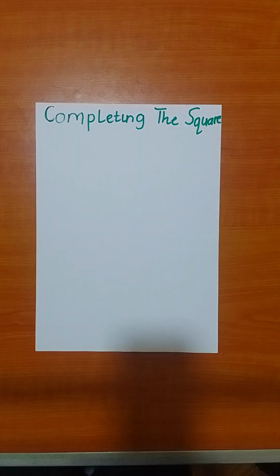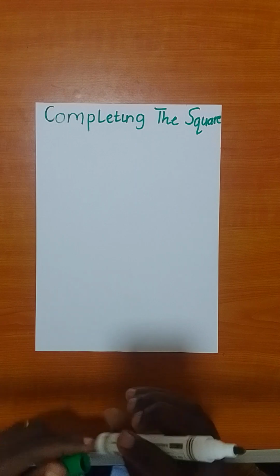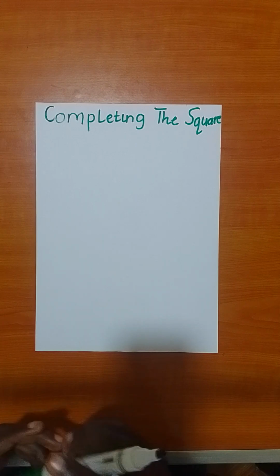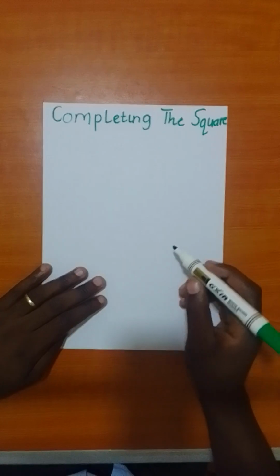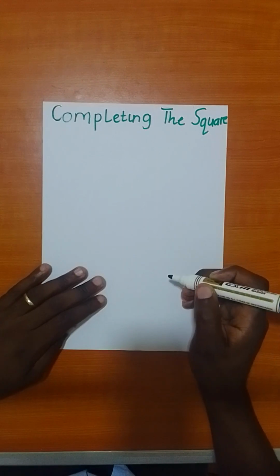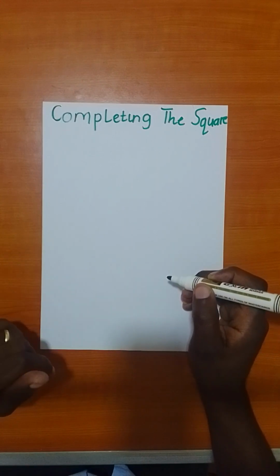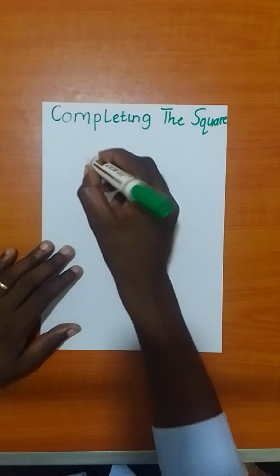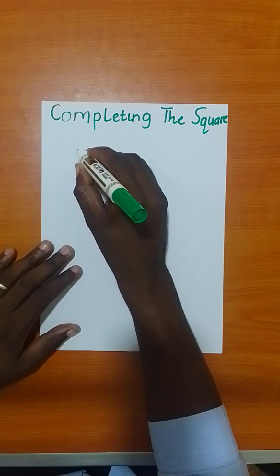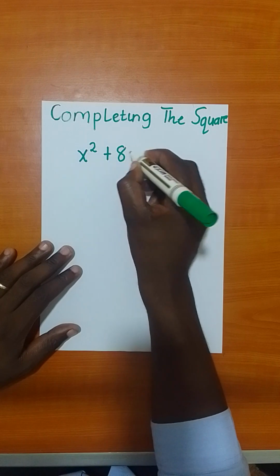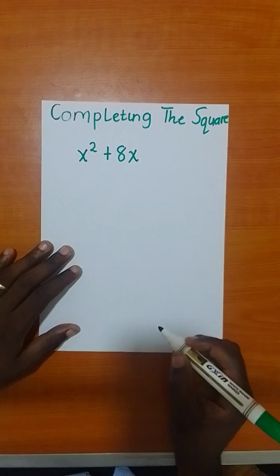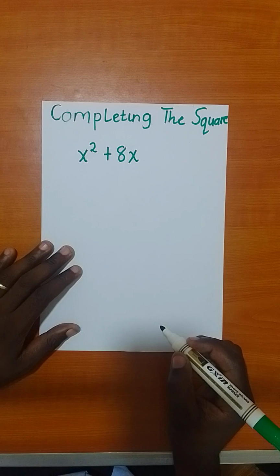Hello everyone. Today we're going to look at the simple process of completing the square when you are given a quadratic function. We're going to start with a very simple quadratic function. Suppose you have x squared plus 8x. How do you complete the square of this particular function?